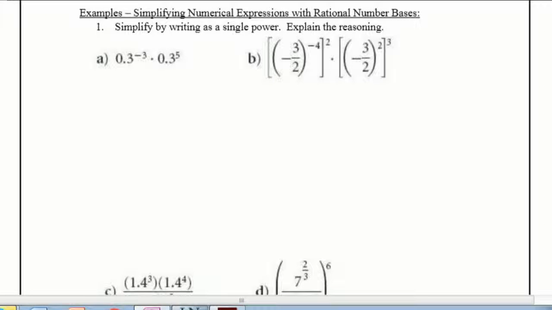All right, we have 0.3 to the power of negative 3 times 0.3 to the power of 5. Now when we're multiplying with the same base, we add our exponents. So we end up with 0.3 to the negative 3 plus 5, 0.3 to the power of 2. Now, we can probably leave it like that, or if we wanted to, we can go 0.3 times 0.3, which gives us 0.09.